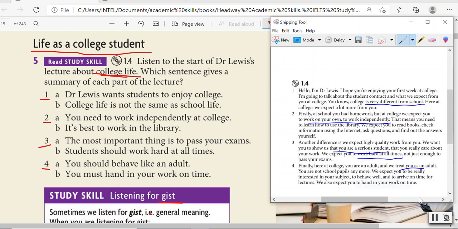Okay, you heard this speech by Dr. Lewis. Let us try to select the correct option for each one. Number one, Dr. Lewis wants students to enjoy college, or college life is not the same as school life. Which one is the correct option?